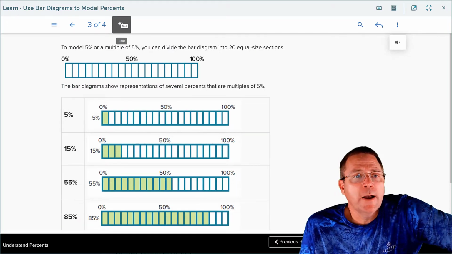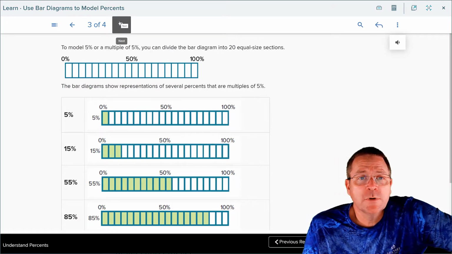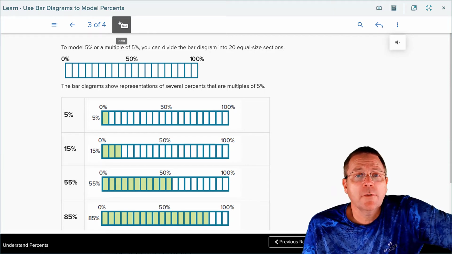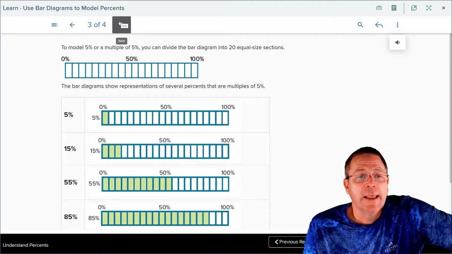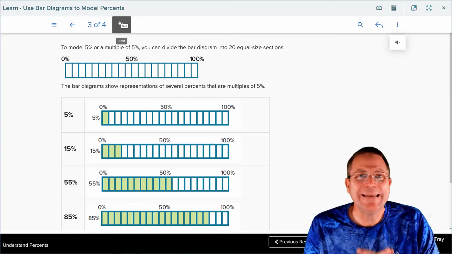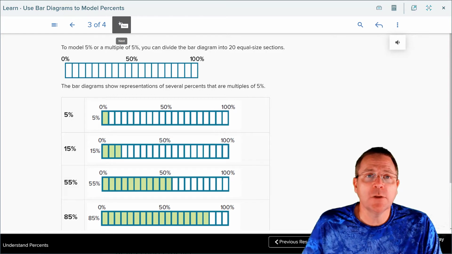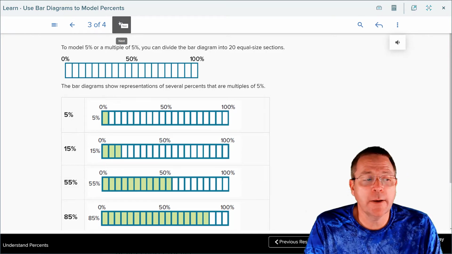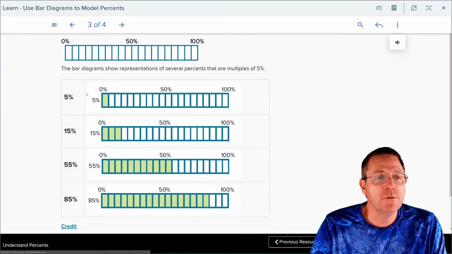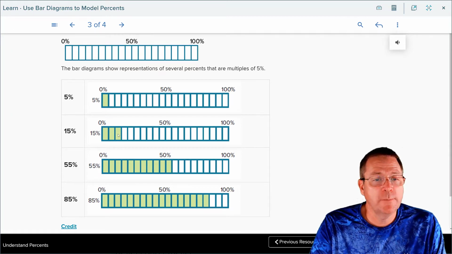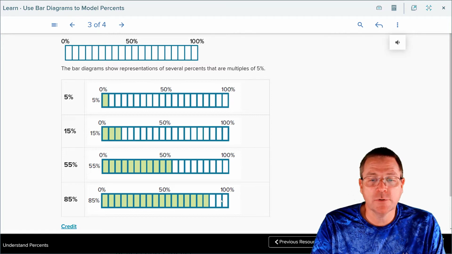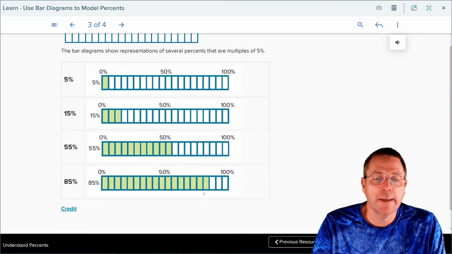Now, to model 5%, there are multiple 5% here. You can see we've taken that bar diagram that had 10 sections in it, and now we've divided it into 20 equal sections. Not quite as visually pleasing. It definitely takes a little bit more of a toll on our minds trying to calculate it, but you can still see you've got 5%, 15%, 55%, a little hard to calculate at that point, and then this one here is going to be 85%. Easier to look at what's not a percent on that one than it is to figure out what is included on it.